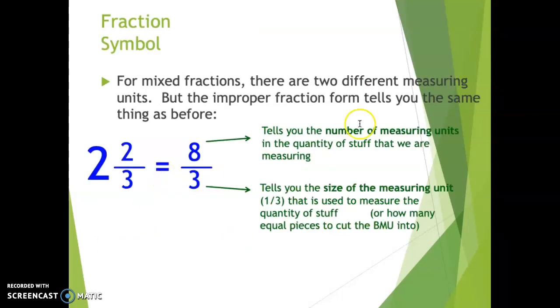For mixed fractions, there are 2 different measuring units, but the improper fraction form tells you the same thing as before. So 2 2/3 equals 8/3. How do I get there? 3 times 2 is 6, plus 2 is 8. 8 is the numerator. It tells you the number of measuring units. 3 is the denominator. It tells you the size of the measuring unit. 2 2/3 is 8/3. 3 times 2 is 6, plus 2 is 8.